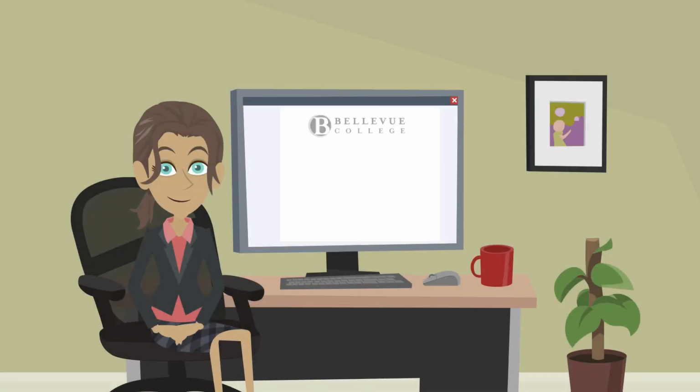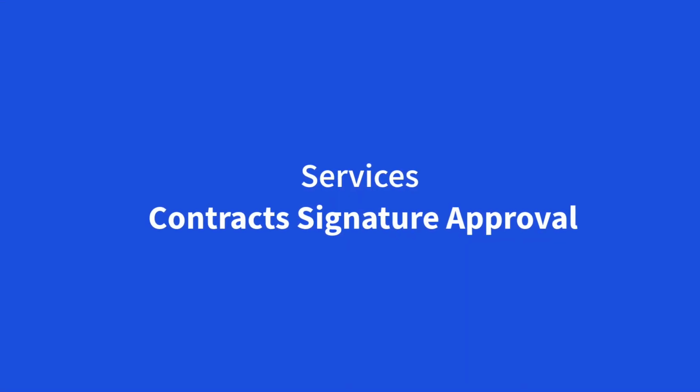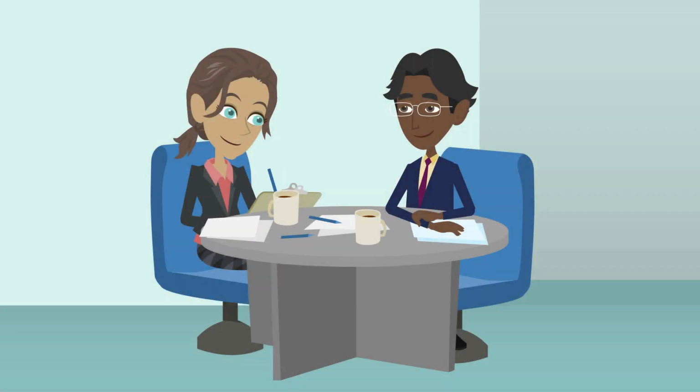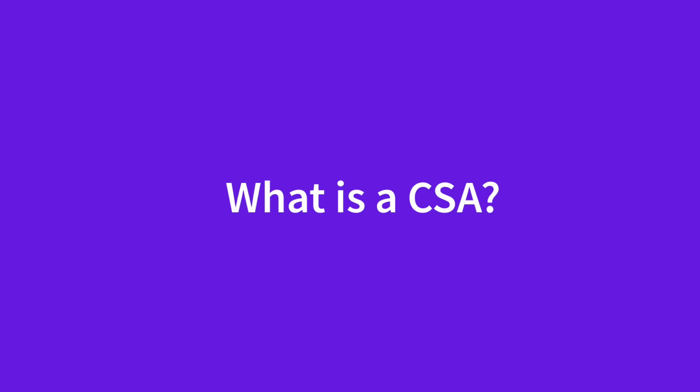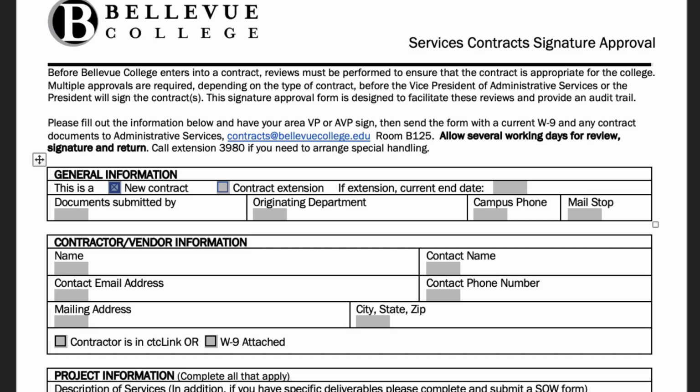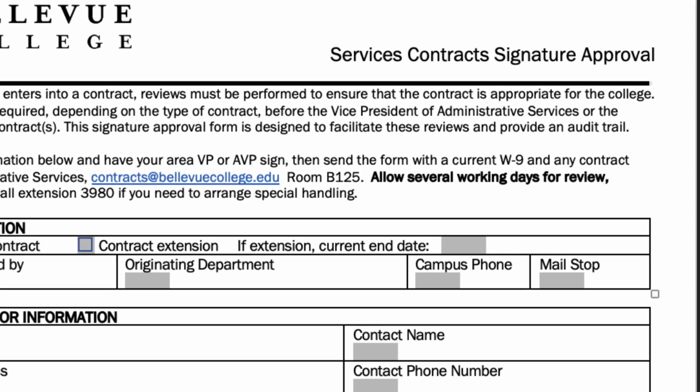In this video, we're going to go over the steps to fill out a CSA. Once you have identified the vendor or organization and have all of their information, it is time to fill out a CSA. What is a CSA? A CSA is a contract signature approval.